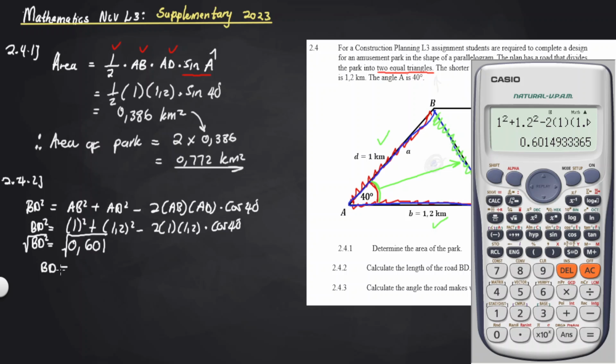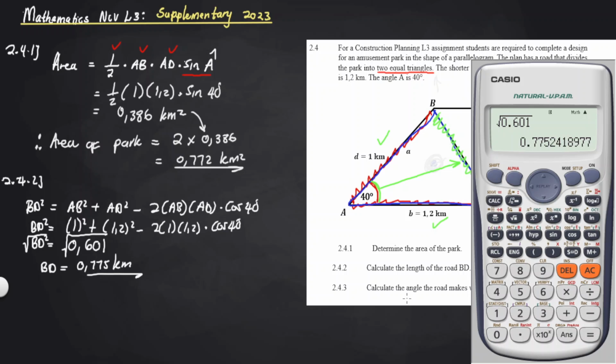BD is equal to the square root of 0.601, which is 0.775 kilometers. So this is the length of BD.